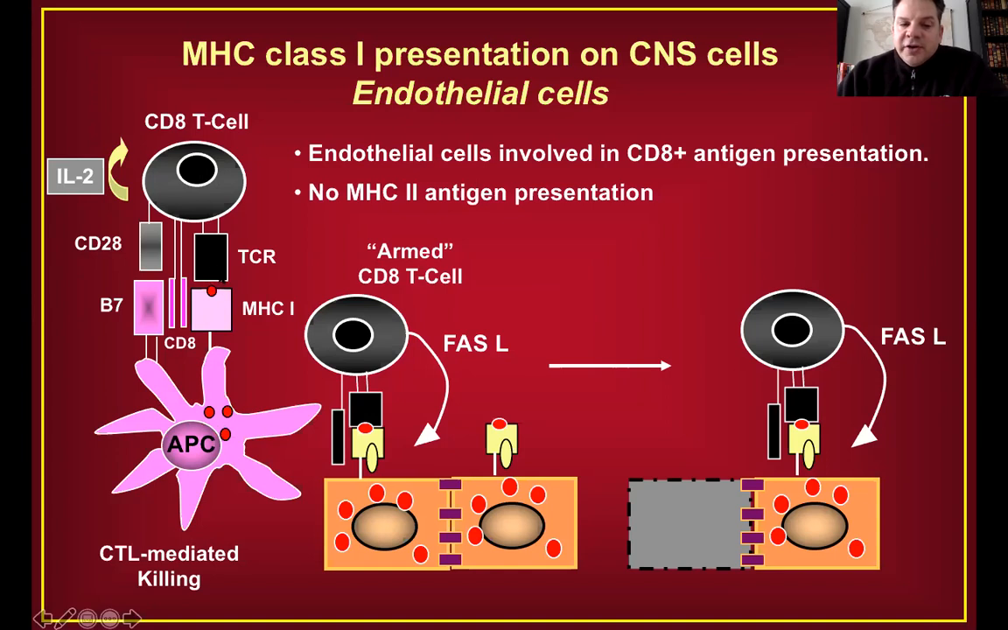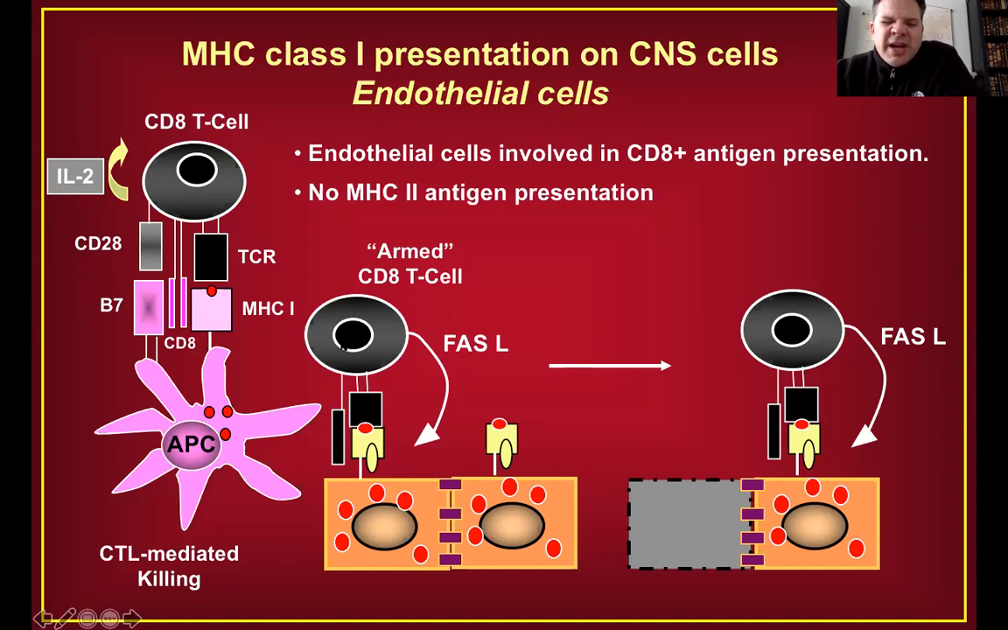Our cytotoxic T cell here is going to recognize that specific peptide through the TCR. And remember, this is where the variability is in the T cell receptor. Locked in place by CD8, you have the CD28-B7 interaction, which are the costimulatory molecules, and IL-2, which is going to cause proliferation and expansion of that cell type. And now you have what's called an armed CD8 T cell.